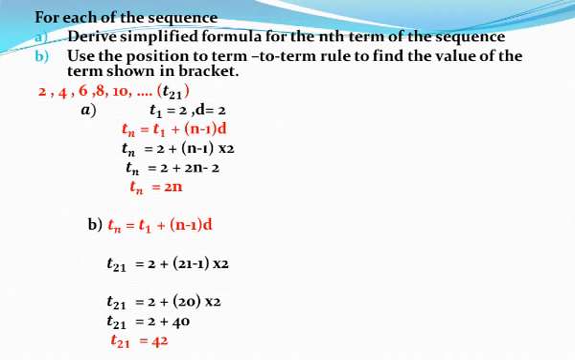The second question: use the position-to-term rule to find the value of the term shown in the bracket. In the bracket is T21, we want to find out T21. Use the formula again, Tn equal to T1 plus (n minus 1) times D. So T21 equal to 2 plus (21 minus 1) times 2. That means T21 equal to 2 plus 20 multiplied by 2. 20 times 2 is 40. So we get T21 is 42.